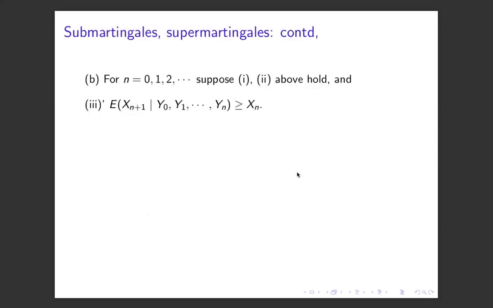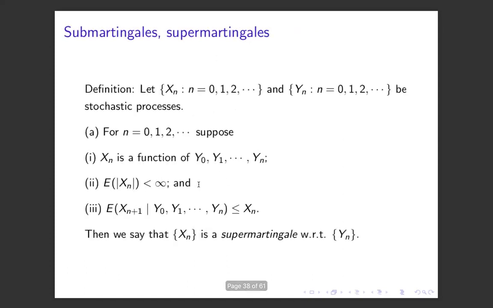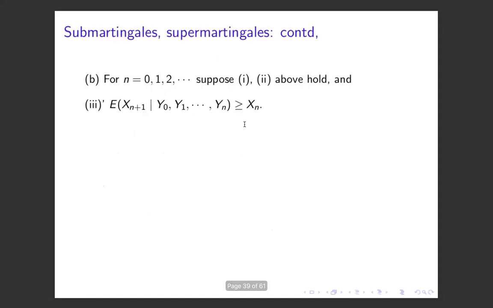In the case of a submartingale, 1 and 2 are the same, and in the third, the defining thing, the inequality gets reversed. So here it is less than or equal to, and here it is greater than or equal to.